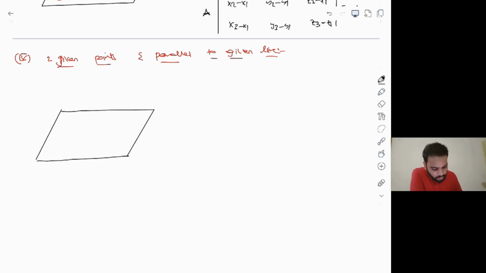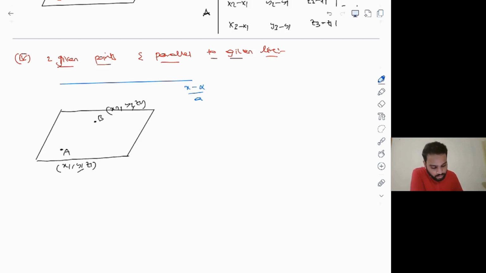So two given points, right? Let me take the point A to be somewhere here, that is x1, y1, and z1. Now one more point is also there. Let me take the point B here, which is x2 comma y2 comma z2. The difference between the previous one and this one is we have 2 points on the plane, and there is a line given to us which is parallel to this plane. So you need to imagine properly that there is a line something like this which is lying exactly parallel to this plane.